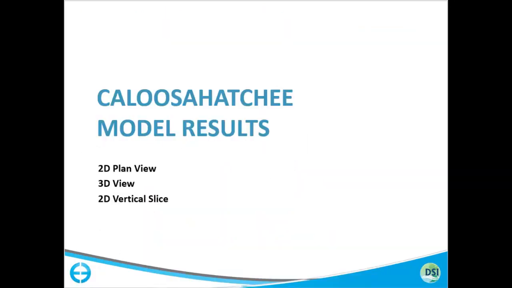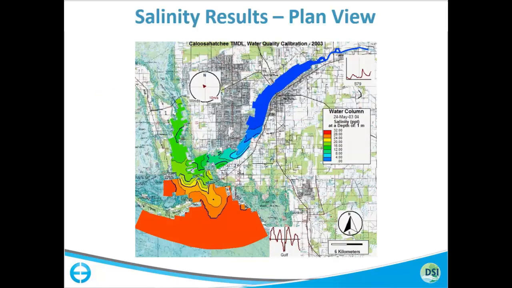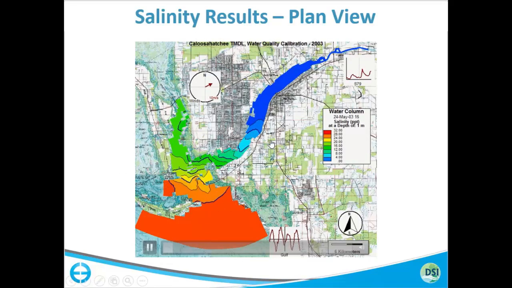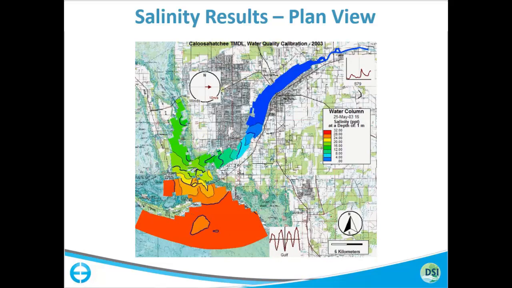So the model results, after we did the simulation: we'll look at salinity results. Here the salinity is represented by contour lines, and different contour colors are coded here, ranging from 0 to 32. This is the place where the fresh water is coming in, and this is the location where the salt water is going into the system.